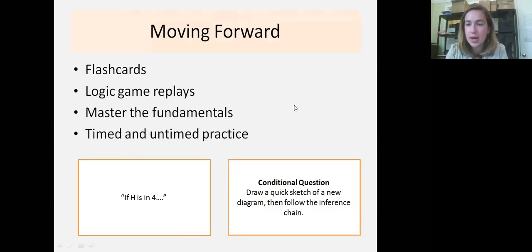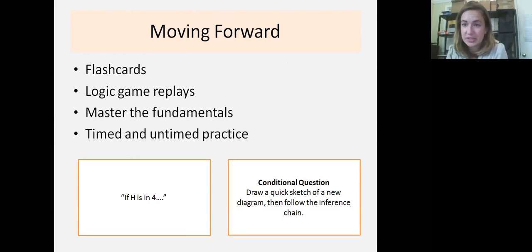If you need to do some work on any of these things, here are a few strategies you might use. Create some flashcards for the different question types that we learned tonight. There's an example down at the bottom of the slide. Logic game replays are a great way to improve your time and to make these processes more automatic.